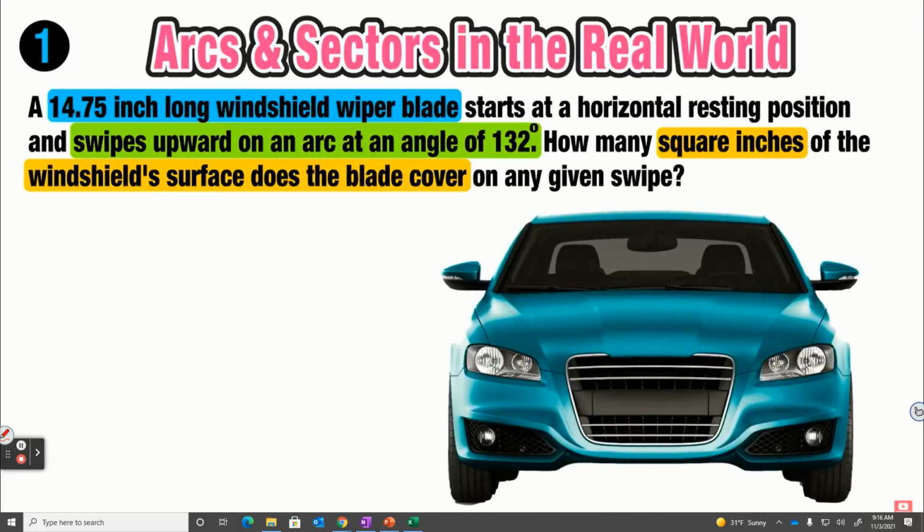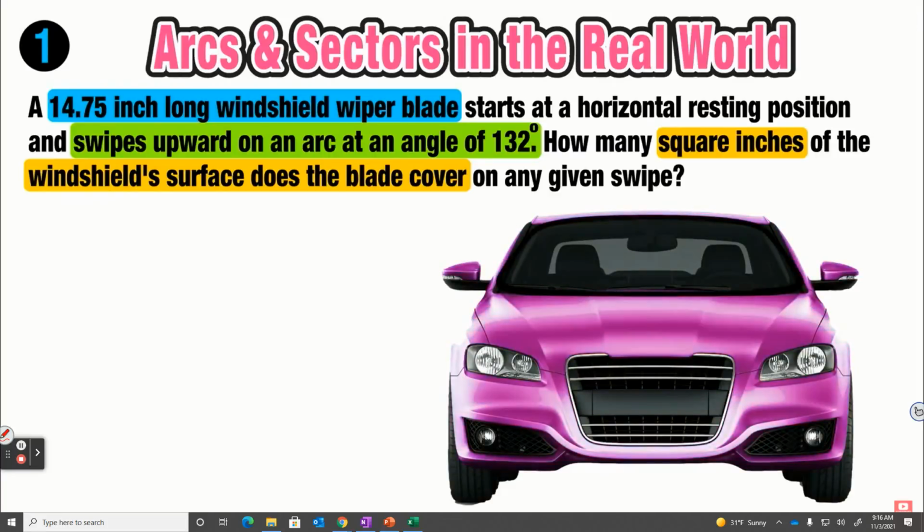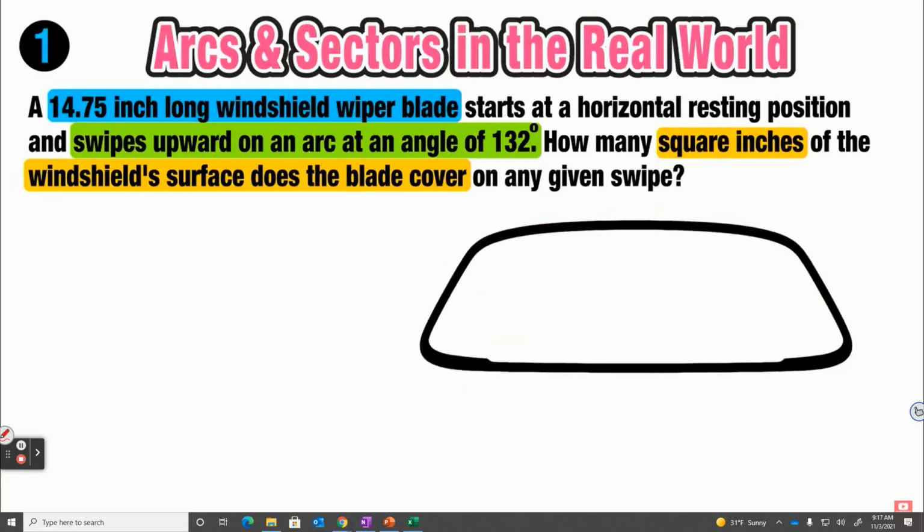First thing I do is visualize the front windshield of a car, and actually I don't like this color, so let's change it. That's better. Now that we're going to roll with the chrome pink colored car, we really only want to focus on just the front windshield. Let's zoom in on that area.